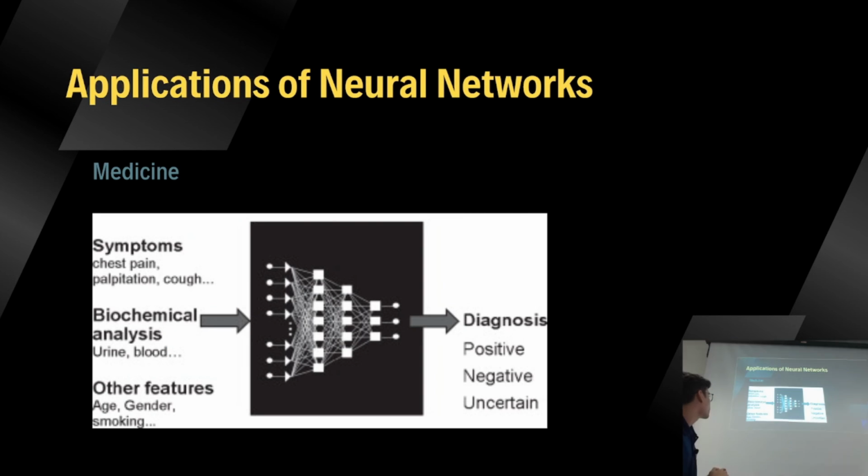In medicine, we can also use neural networks. For example, I can enter the symptoms of a person, such as chest pain, palpitation, cough, and biochemical analysis, urine, blood, and other features of this person, the age, gender, or whether this person smokes or is alcoholic. And the neural network is going to tell us if the diagnosis for some disease is positive, negative, or uncertain, for example. You can use this to identify tumors, for example, whether an image has a tumor or not.